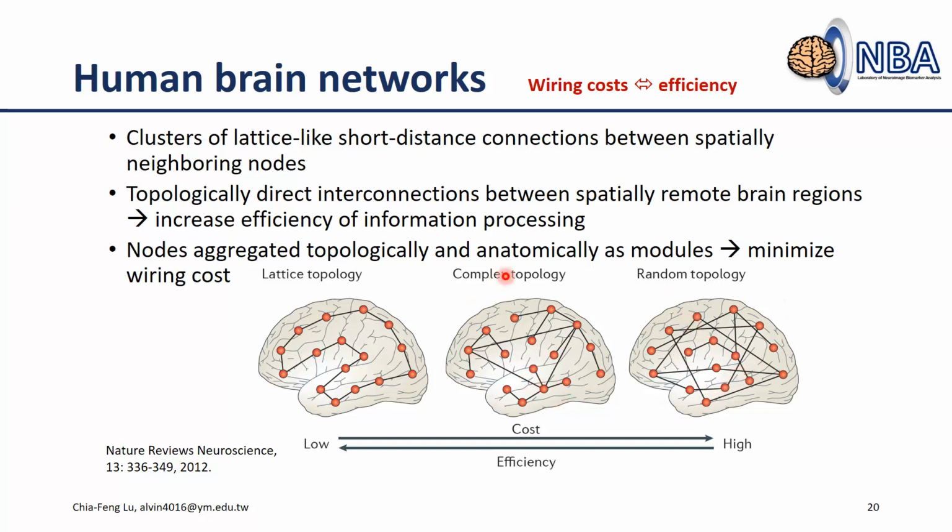So our brain is actually in this kind of situation, complex topology. We call it complex because this is a natural state between these two states. It can have a very good balance, with sufficient efficiency but sufficiently low wiring cost. It's a very elegant brain network that we have. Actually, this has a special name: small world architecture.